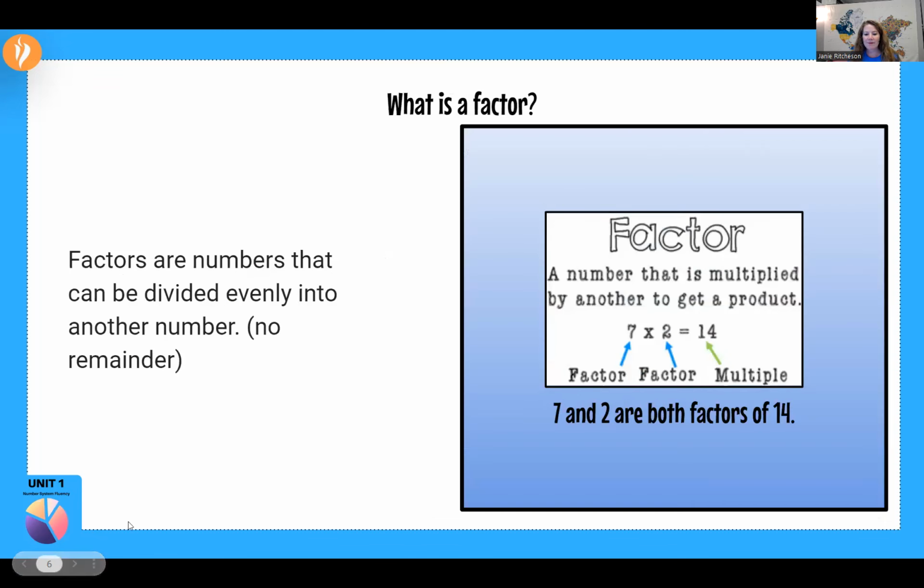All right, so what is a factor? Factors are numbers that can be divided evenly into another number. So for example, if we look at the number 14, 14 has 4 different factors. 2 of the factors are 2 and 7 because 2 times 7 is 14. Another couple of factors of 14 is 1 and 14. So 1 and the number that you're talking about are always factors of any number.